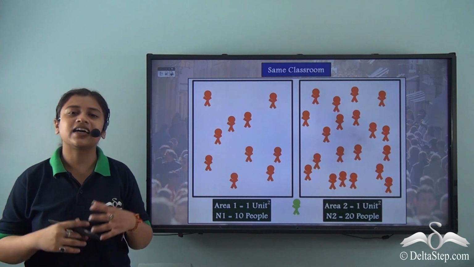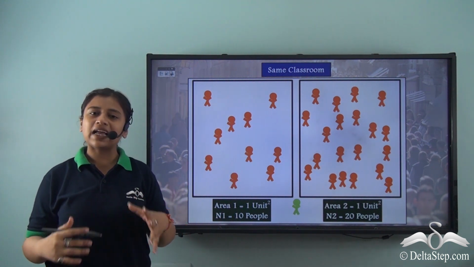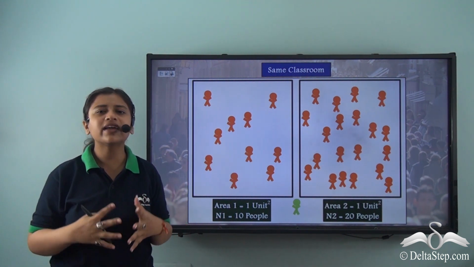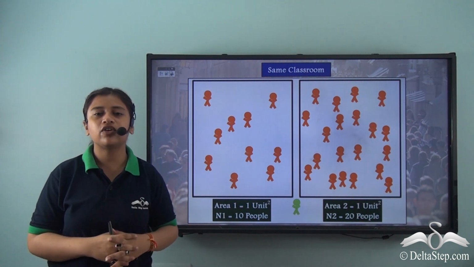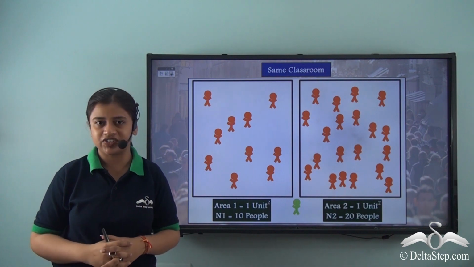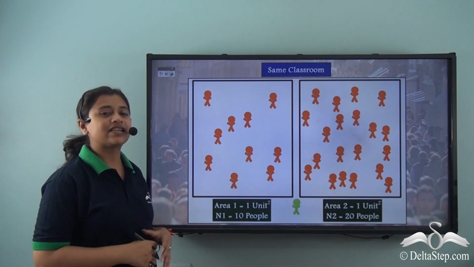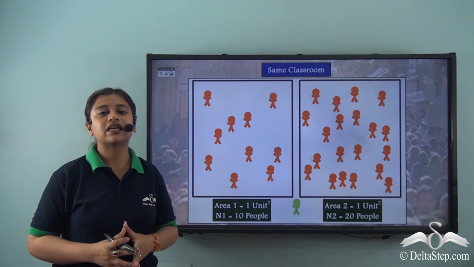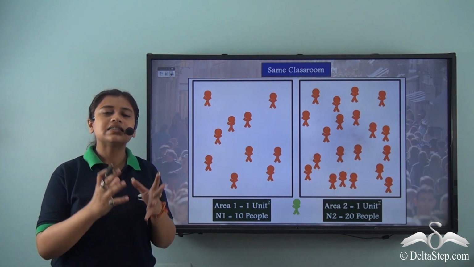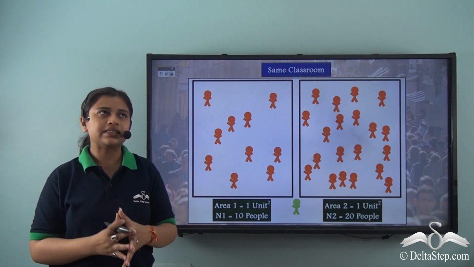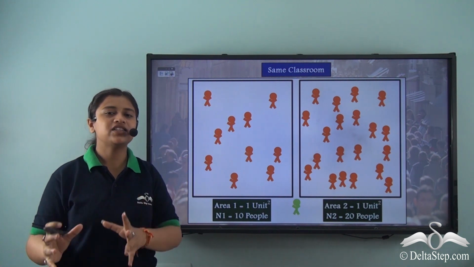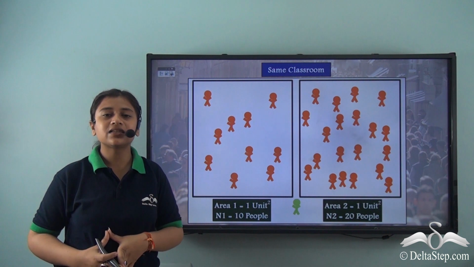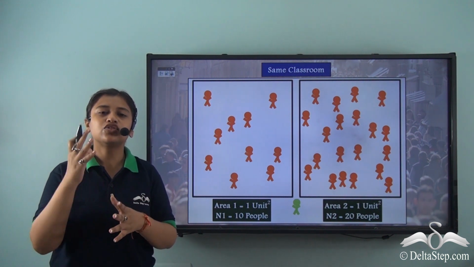So let us continue our discussion on migration and understand how migration can be both beneficial as well as non-beneficial for both sending as well as receiving countries. So starting with the first example. Take for instance, in a classroom there are a certain number of children, say 20, right? Now there are enough benches in the classroom so that each bench has 2 children.